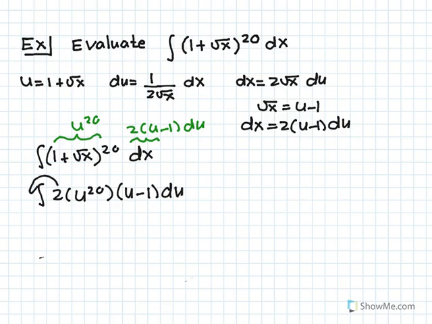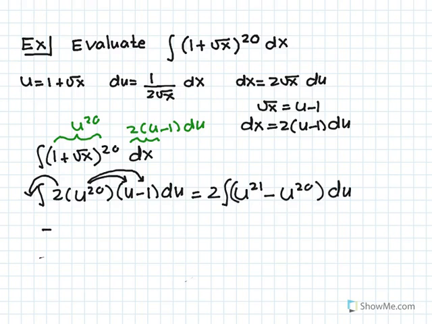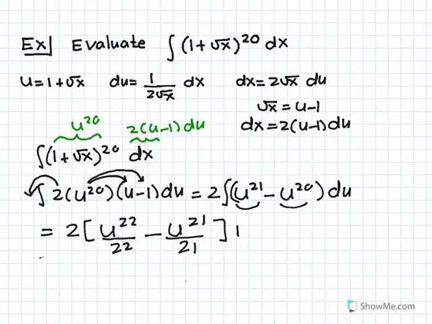2 is a constant, passes through the integral. We get 2 times, and u to the 20 times u to the 1, the exponents add up, and we get u to the 21 minus u to the 20 times 1, that gives us minus u to the 20. And now integrate this piece by piece, and we get 2 times integral of u to the 21, reverse the power rule, that's going to be u to the 22, divide by 22, minus integrate u to the 20, and that's going to be u to the 21, divide by 21, plus c.